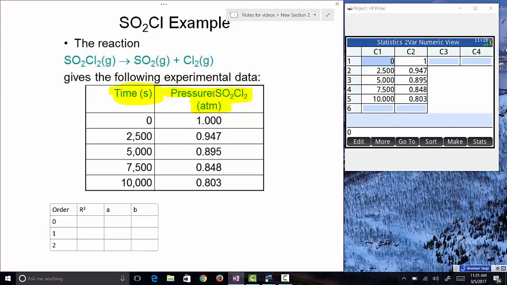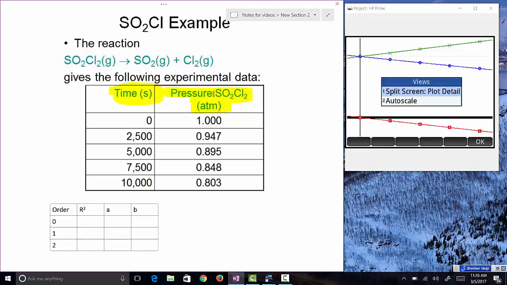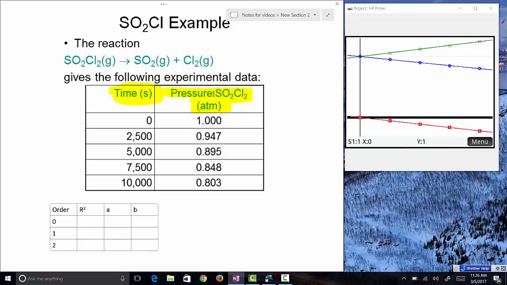So we've got our two variable statistics. We go to the number view, and that gives us our little spreadsheet. So we put in our data. Then I'm going to do plot. If you remember from before, if you can't see the lines, we do view, then auto scale, and say okay, and that will get your lines in there.